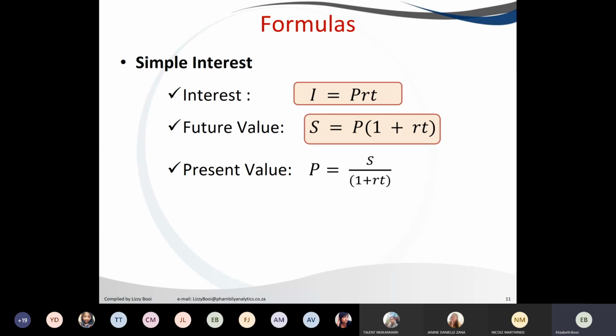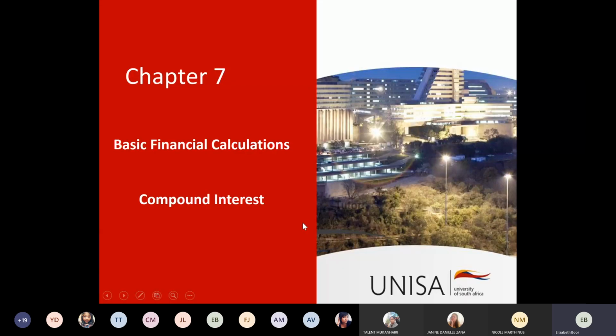Okay, so any question? Then we move to compound interest. Ma'am, please go back to the formulas quickly.